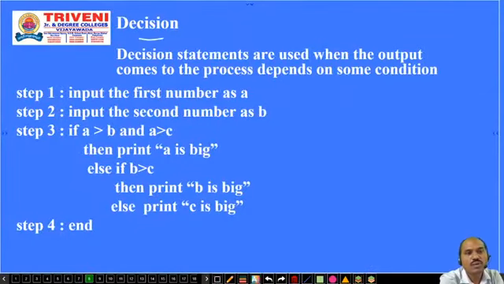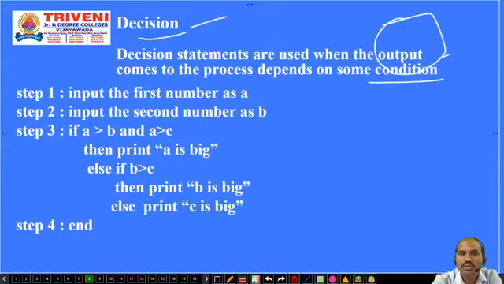The next one is decision. We have already discussed sequences, so the next one is decision. Decision means we give a command with a condition. Decision statements are used when the output or process depends upon conditions. When you give the statement, it depends upon the condition. When the condition is satisfied, the output will come. Until then, the process continues executing. So this is the decision algorithm.